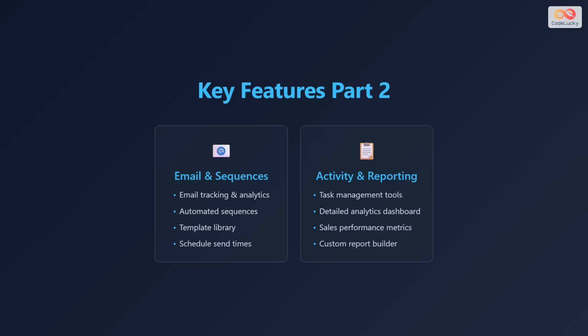Finally, HubSpot provides activity and reporting features. You can assign tasks to team members and track their completion. The analytics dashboard gives you detailed insights into your sales performance. You can see key metrics like conversion rates, deal velocity, and pipeline health. The custom report builder lets you create reports tailored to your specific needs.